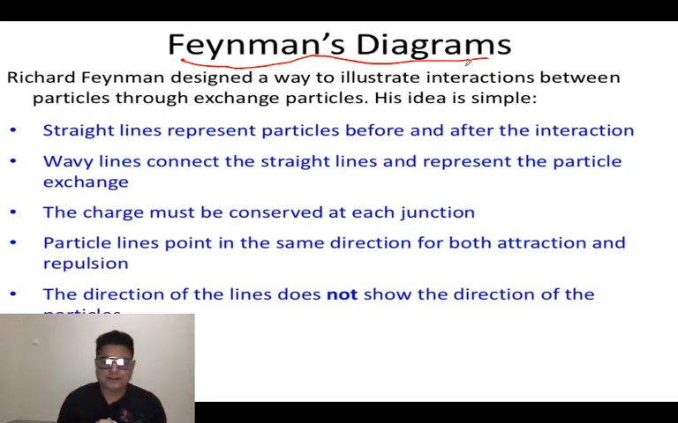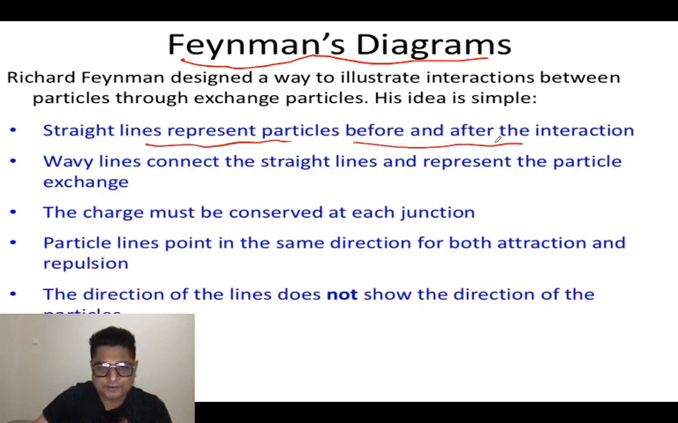So let's just get started. You can see here certain depictions, that is straight lines, and we have to use certain conventions accordingly. Straight lines are going to represent the particles before and after the interaction, and the wavy lines are going to connect the straight lines and represent the particle exchange. Straight lines are a very simple way of understanding things, and wavy lines are going to be generated just like this.